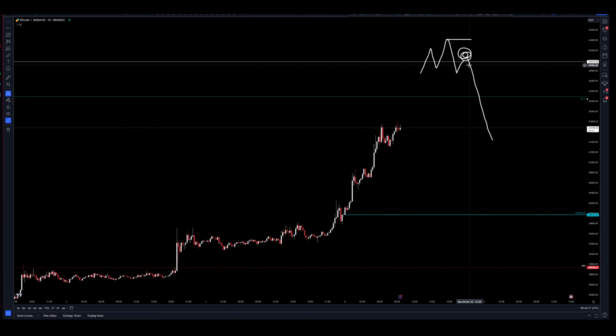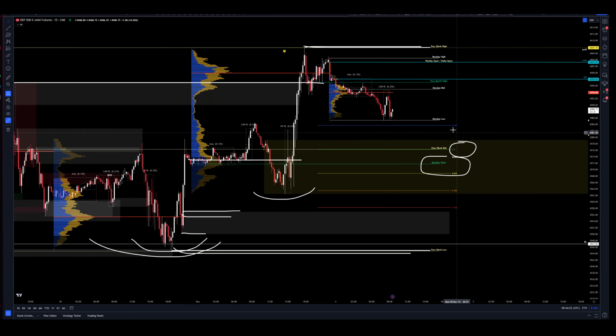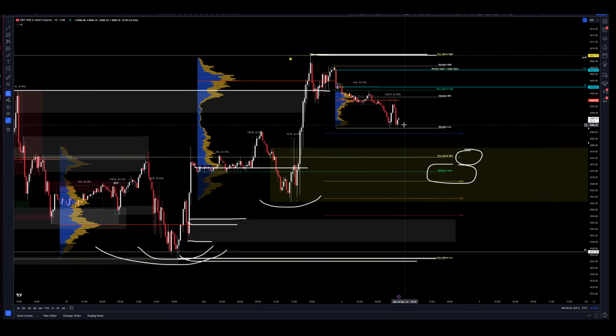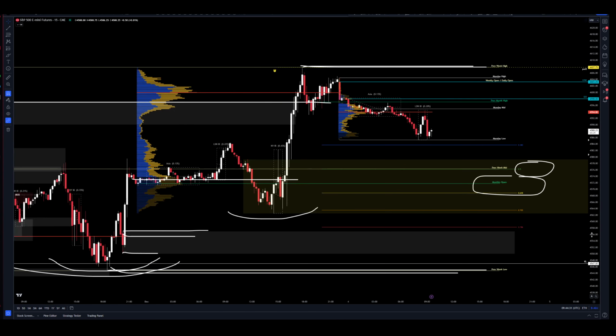But yeah, that's what I need to see on Bitcoin. For ES, we may not get down this low. You can see that we are getting a little bit of bounce here, but I'd need to see a little bit more from price, because you can see this movement's up from the London Open.